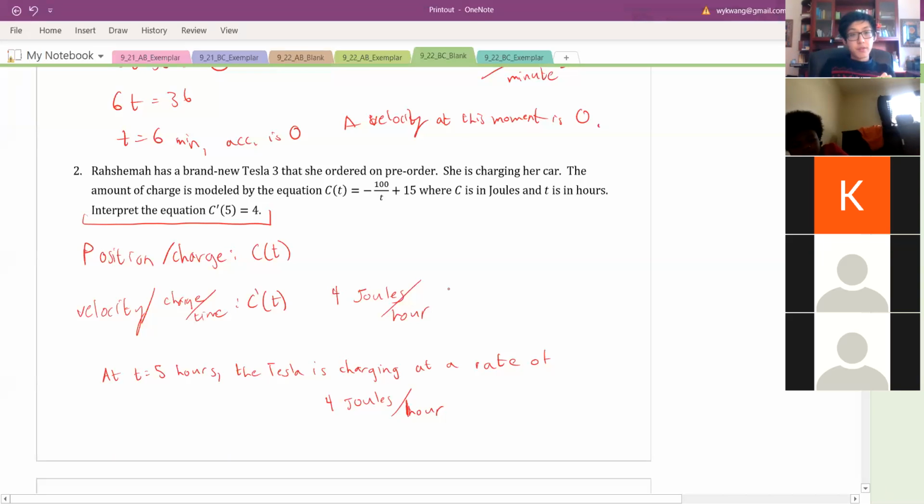I'm going to give 30 more seconds for everyone to copy this down if that helps. Although you didn't really copy down the problem, so just try to understand this.